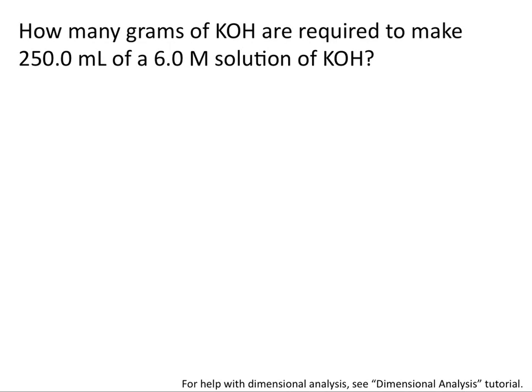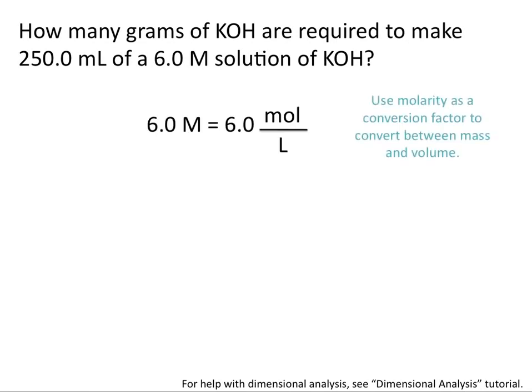The question is asking us how many grams. Grams is a singular unit. So we'll start with 250 milliliters because milliliters is also a singular unit. Now molarity, although we've abbreviated it with a capital M, means moles per liter. And so we'll use this value as a conversion factor to convert from milliliters to grams, or to convert between mass and volume. Let's start our problem by writing 250 milliliters.